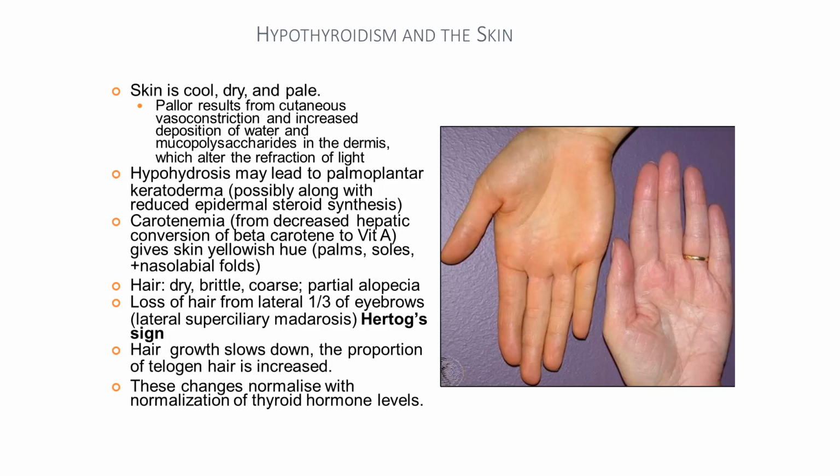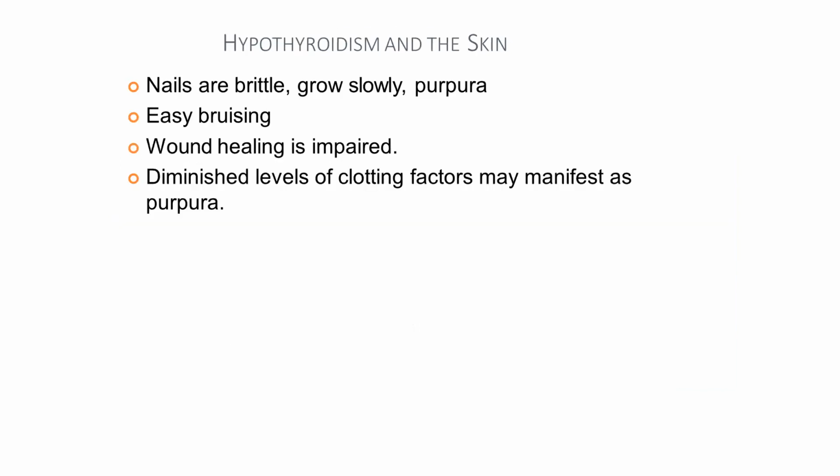Carotenemia, from decreased hepatic conversion of beta carotene to vitamin A, gives a yellowish hue to the skin, especially of the palms, soles, and nasolabial folds. Hair is dry, brittle, and coarse, with partial alopecia and loss of hair from the lateral one-third of the eyebrows, called Hertoghe's sign, lateral superciliary madarosis. Hair growth slows down and the proportion of telogen hair is increased. These changes normalize with normalization of thyroid hormone levels.